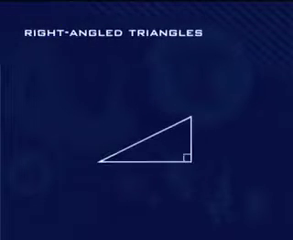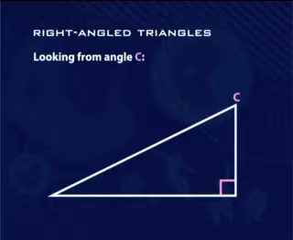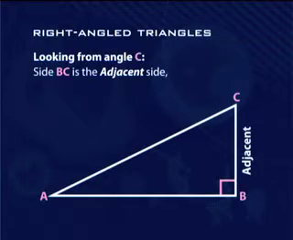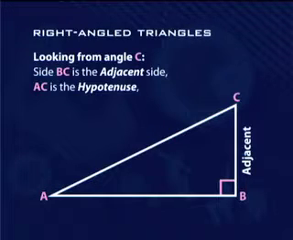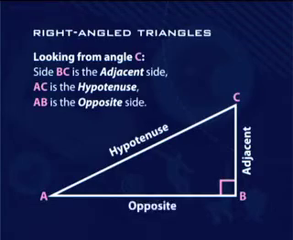Now notice how the names of the sides will change when we look from angle C. Remember that opposite refers to the side directly across from the angle in question, and adjacent means next to. So looking from angle C, side BC is the adjacent side, AC remains the hypotenuse, and side AB is the opposite side.